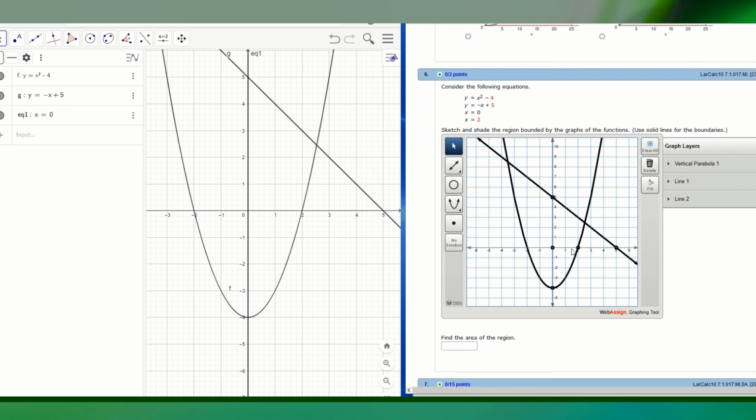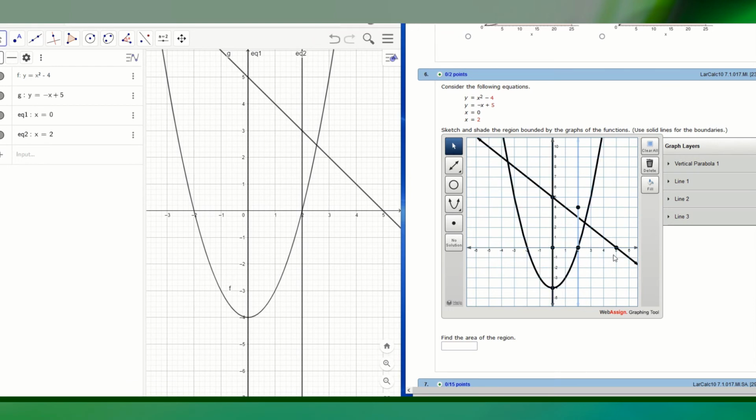Then x equals 2. Again, x equals 2 is the line parallel to the y-axis, correct? So I would like to draw the line x equals 2. So again select this. Be careful about the line. Choose 2 points which is parallel to this. So you have this curve, this line, and these 2 lines.